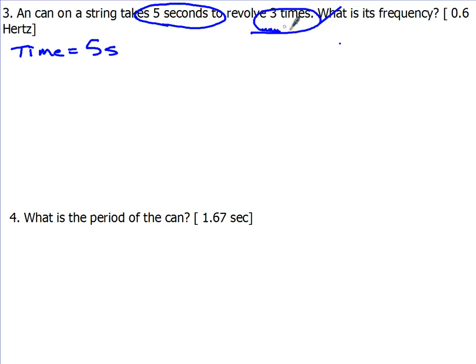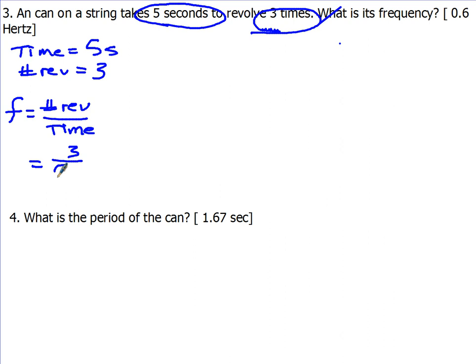Revolve 3 times. This is the number of revolutions. So, frequency is the number of revolutions divided by the time. So, my number of revolutions is 3 divided by 5 seconds. So this is 0.6 Hertz.